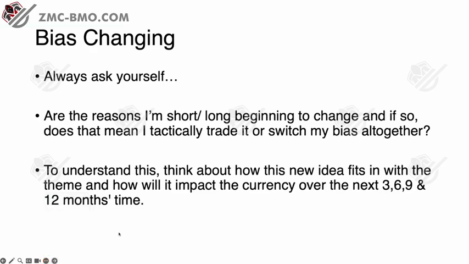Now, what I want to show us next is just an example of a strategist at HSBC and his reasonings for tactically trading an asset class.